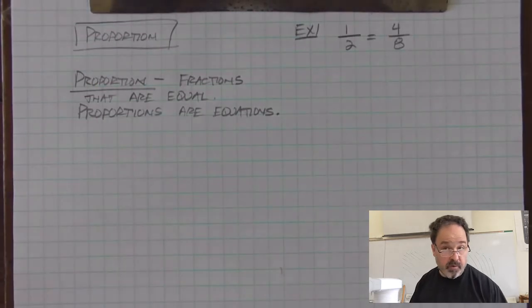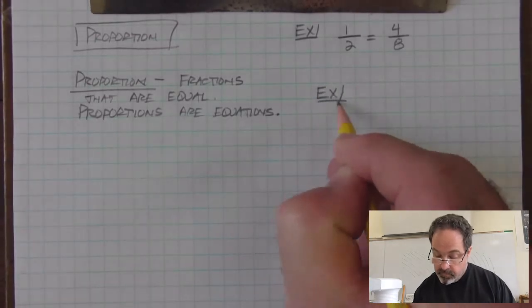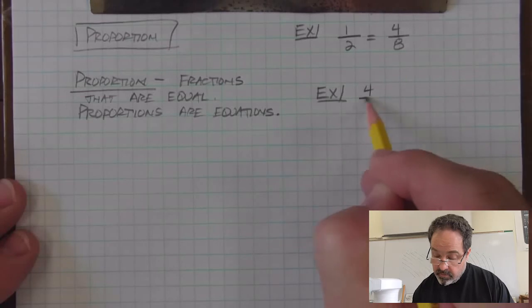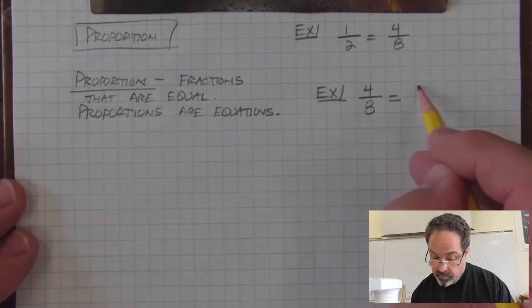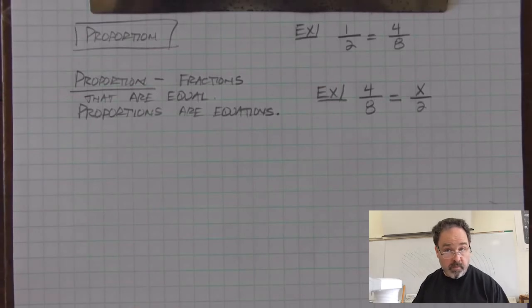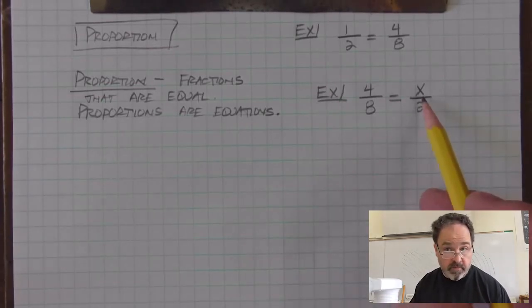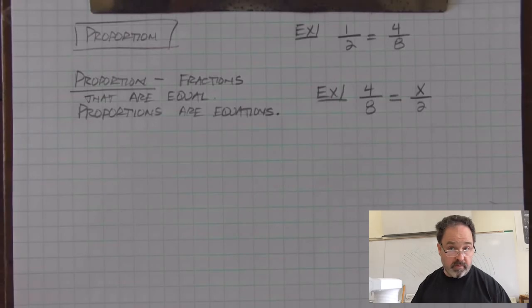And because proportions are equations, we can use the algebraic process to solve for something in a proportion that might be unknown. For example, if we start with the proportion 4 divided by 8 is equal to x over 2, we have fractions that are equal. This is an equation, but there's one part of this equation that we don't know, the value of this variable x. But because this is an equation, we can solve this proportion for x.